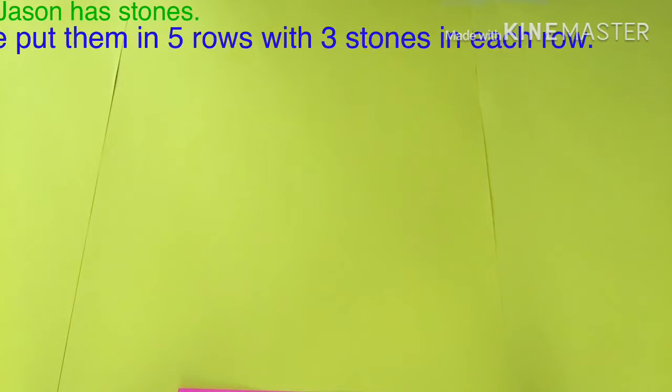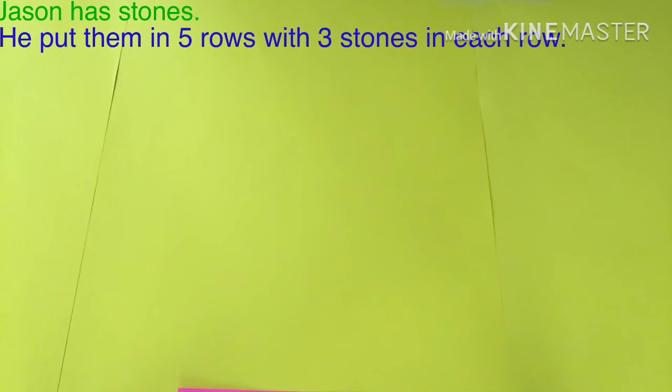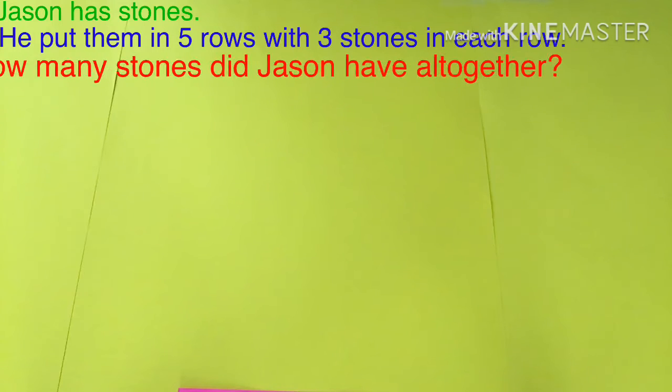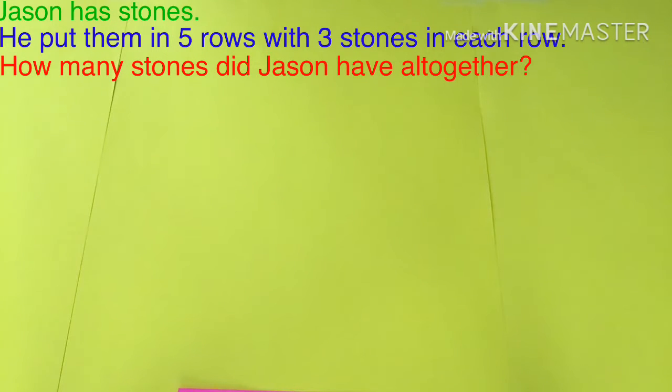The next section in your packet is the new learning. And it has a problem about arrays and repeated addition. The problem says Jason collected some stones. He put them in 5 rows with 3 stones in each row. How many stones did Jason have altogether? So we're gonna solve the problem by building the array and writing down and solving the repeated addition.